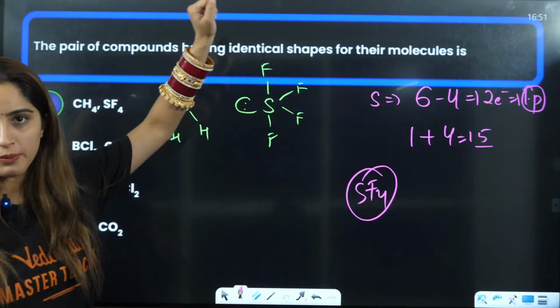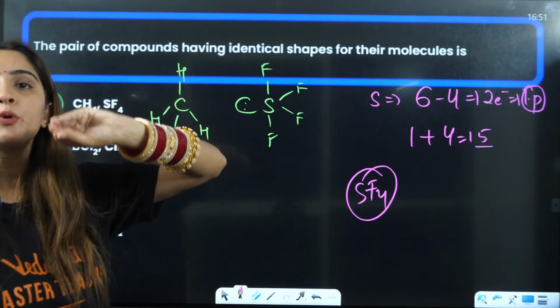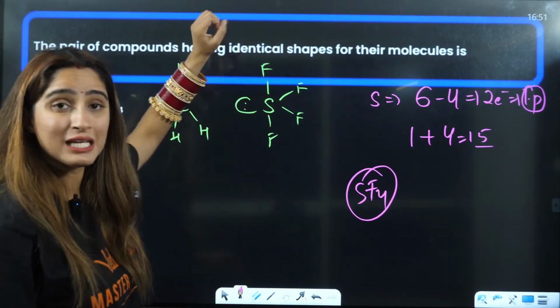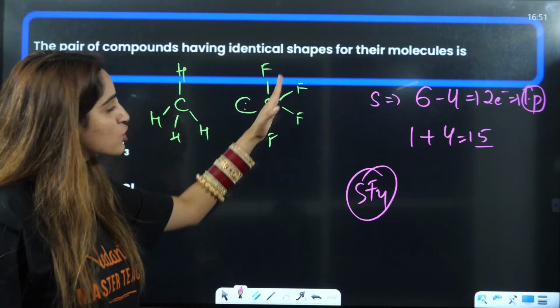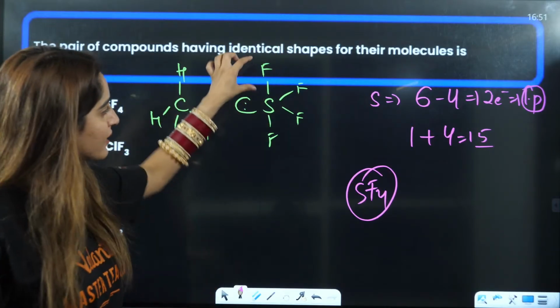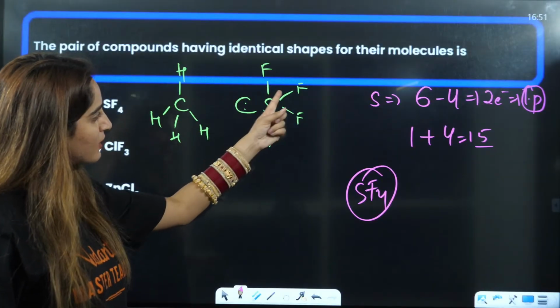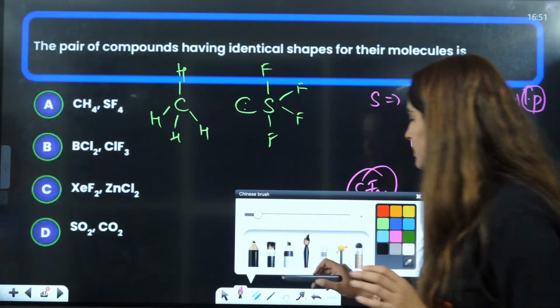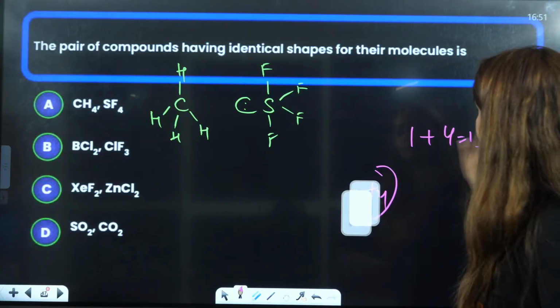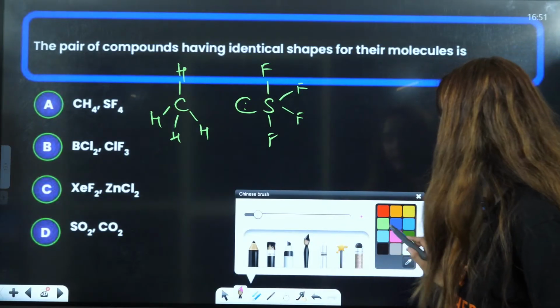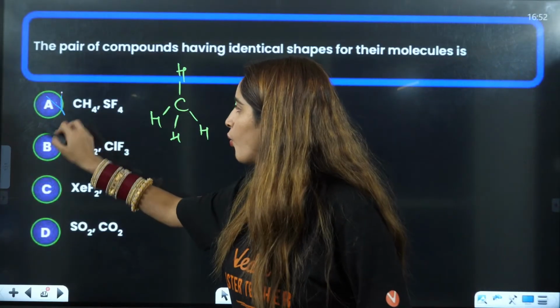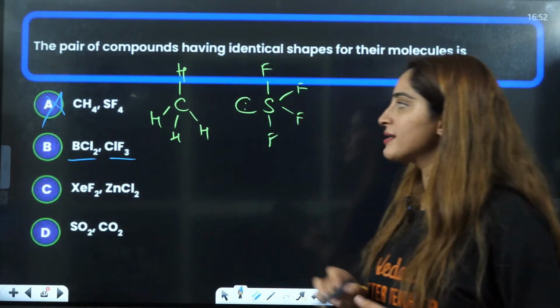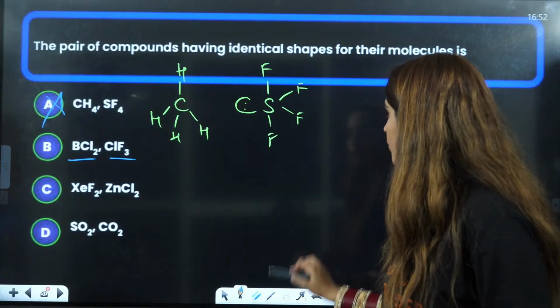This is trigonal bipyramidal. But when we have to put 1 lone pair, we will always put it on the equatorial position. The rest, these two are axial, and these are equatorial positions, right? That is why the shape is going to be seesaw here. So they don't have identical shapes. The answer is no. What about BCl3 and ClF3? Definitely not.